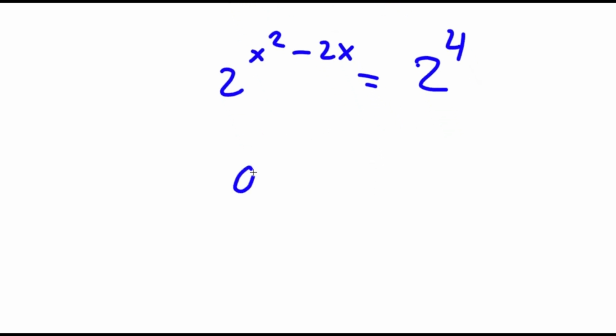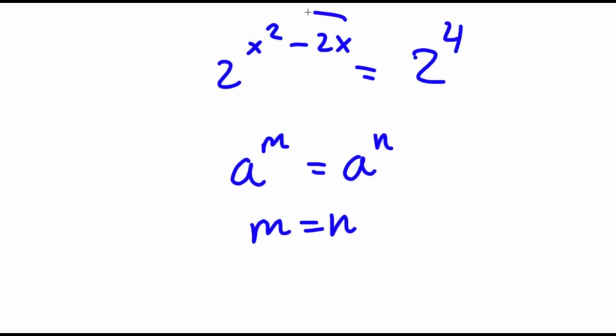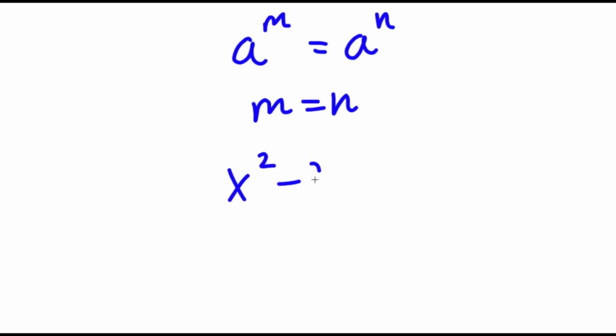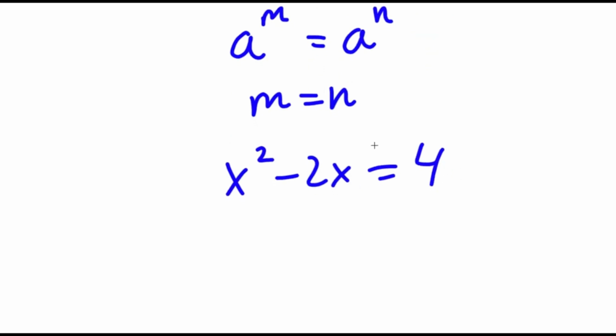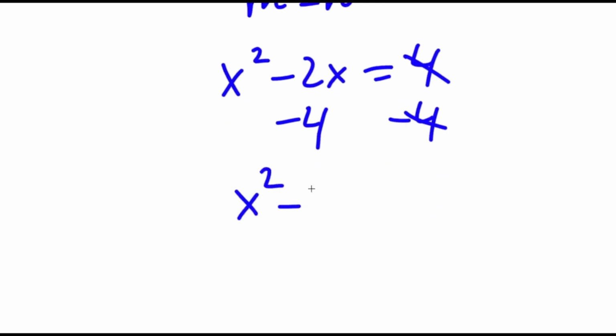Now, if I have something in the form a to the power of m is equal to a to the power of n, this means that m is equal to n. So in this case, x squared minus 2x, which is m, is equal to 4. So I have x squared minus 2x is equal to 4. And to solve this, I'm going to subtract 4 on both sides. So these two cancel out. Now I have x squared minus 2x minus 4 is equal to 0.